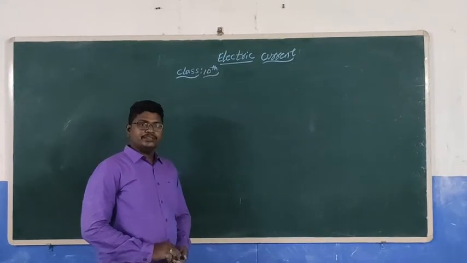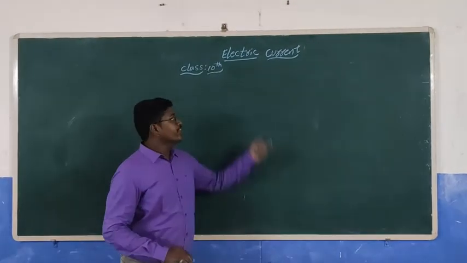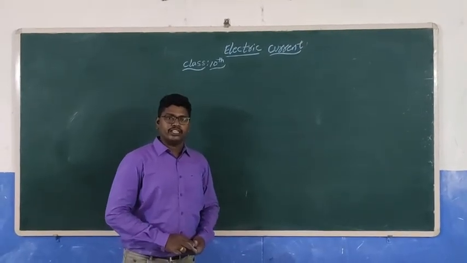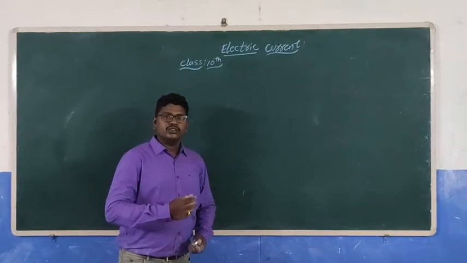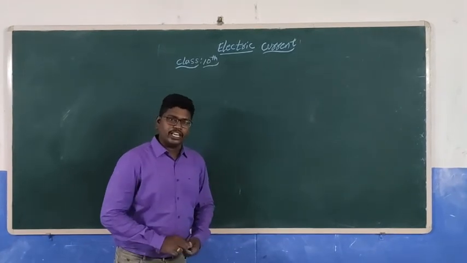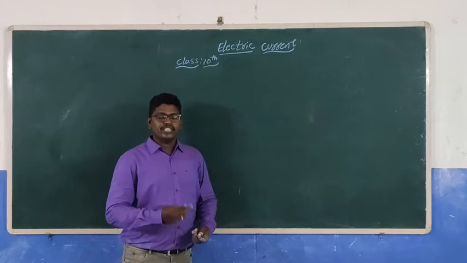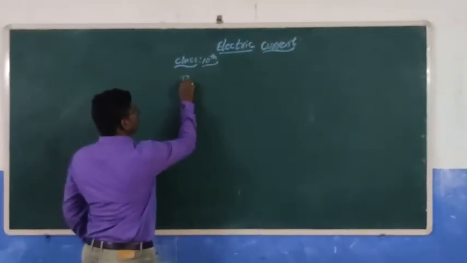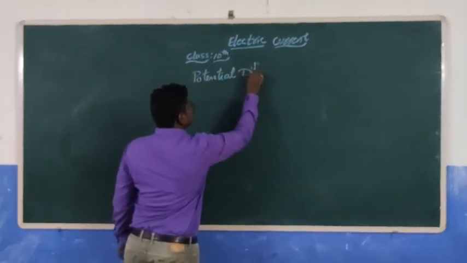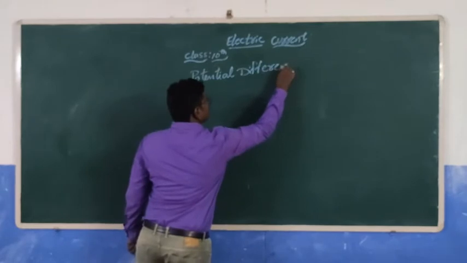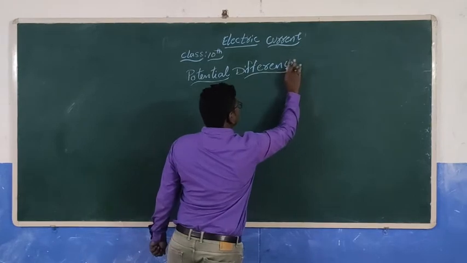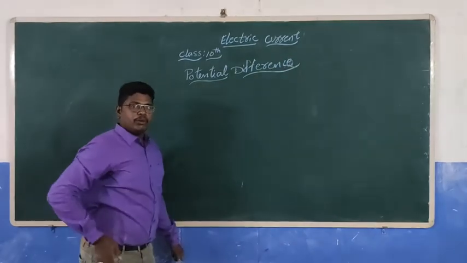Good morning, my dear children. In the previous class on electric current, we discussed how the charges move in a conductor, what the reason is for the charges to move in a particular order, and we discussed the equation of current. Now, in this class, I am going to start to explain about potential difference.